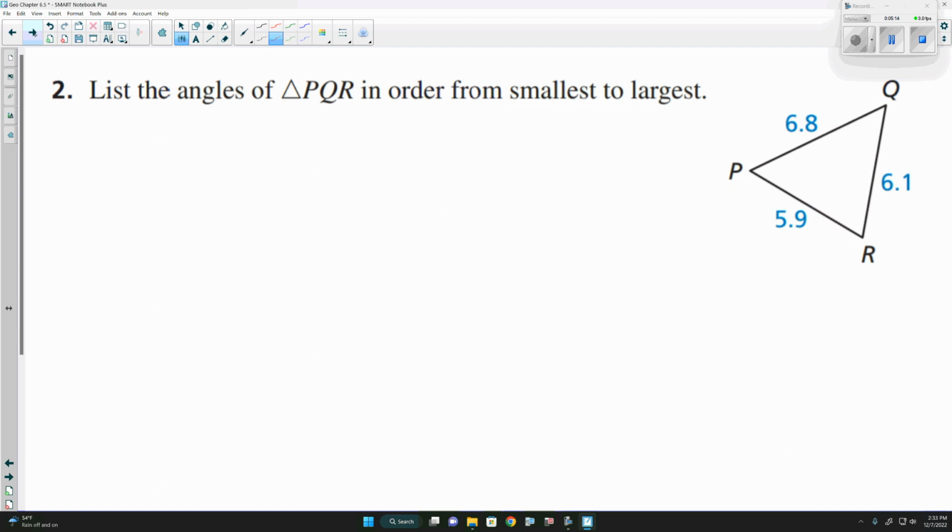Okay, so let's list the angles for this here from smallest to largest. So smallest side is 5.9. So Q is the smallest angle. Angle P would be the middle, and then angle R would be the biggest. Questions on this here? Are you ready for the next one?